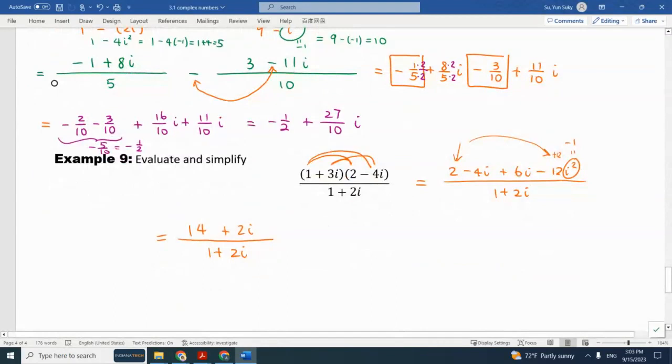All right. Questions? Can we cancel the 2i? Yes? No. It's addition. We cannot cancel. Okay? If you could cancel the 2i, oh my gosh, it would be just 14. This is a complex number. It's not equal to 14. Okay? All right. So now we need to get rid of the denominator.